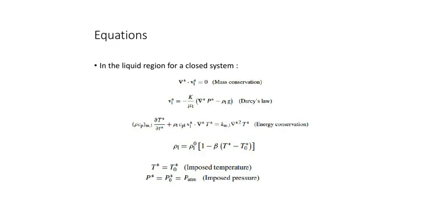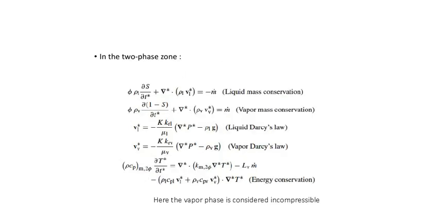When we model the system, we can use the following equations. This is the set of equations in the liquid region for a closed system: the mass conservation, the Darcy law, the energy conservation, and the state equation for the fluid. And these are the boundary conditions at the upper limit of the system. In the two-phase zone, there are the following equations: the liquid mass conservation, the vapor mass conservation, the liquid and vapor Darcy's laws, and the energy conservation. Here, the vapor phase is considered as incompressible.